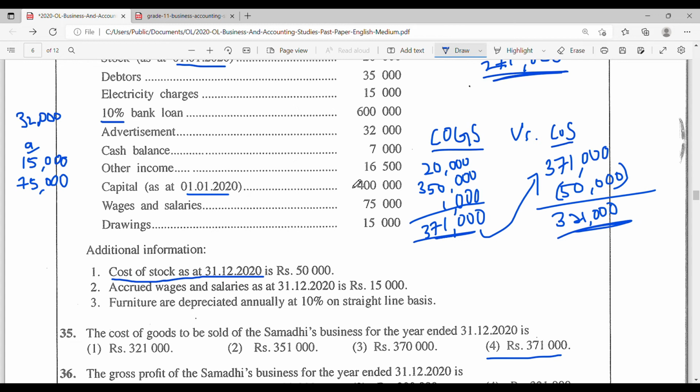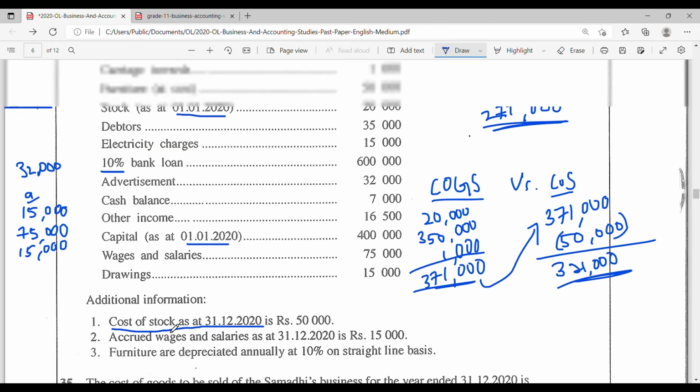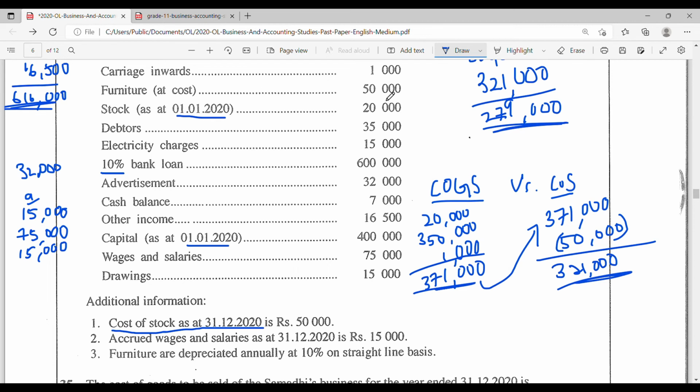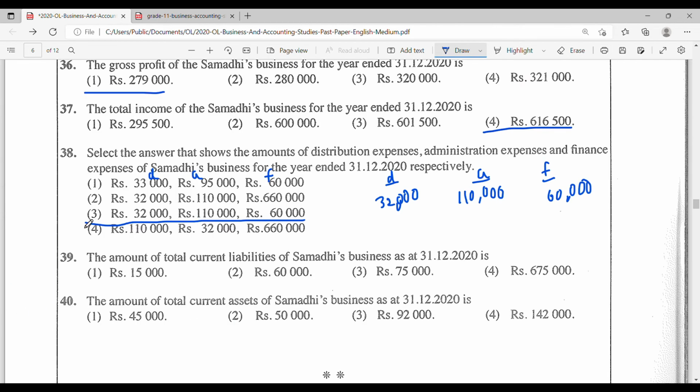Accrued wages. So apart from 75,000, you need to pay 15,000 as payable salary. So that also has to be included here. So 90,000 has increased to 105,000. Finally, furniture depreciation of 10%. So your furniture cost is 50,000. 10% of 50,000 is 5,000. So your total administration expense is 110,000. So it's clear that the correct answer is answer 3.